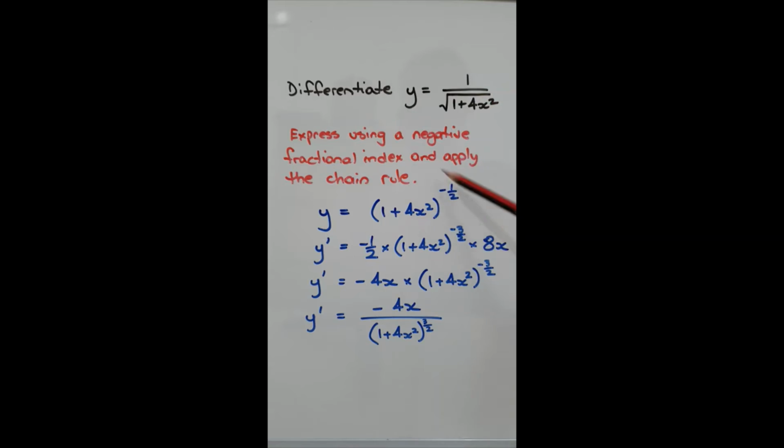So the derivative of the outer function, so the negative half comes out to the front, and we reduce the negative half by 1, so it becomes negative 3 over 2. And then we multiply it by the derivative of the inner function. So the derivative of 1 plus 4x squared is 8x. This simplifies to y dash equals negative 4x multiplied by (1 plus 4x squared) to the power of negative 3 over 2. And it's a negative index, so we can express this in fraction form. So therefore, y dash is equal to negative 4x all over (1 plus 4x squared) to the power of 3 over 2.